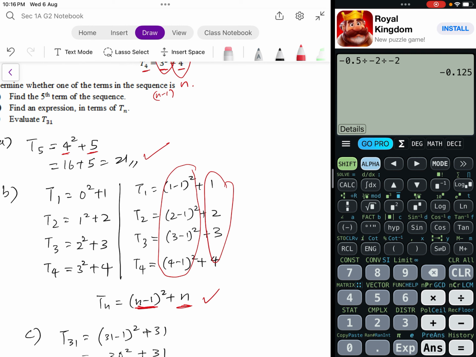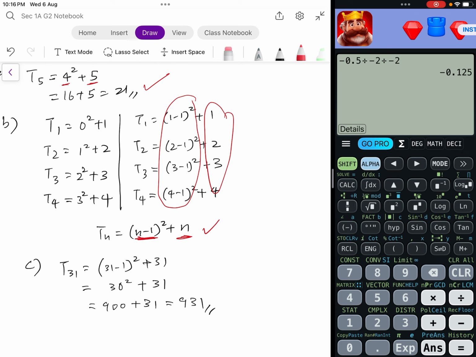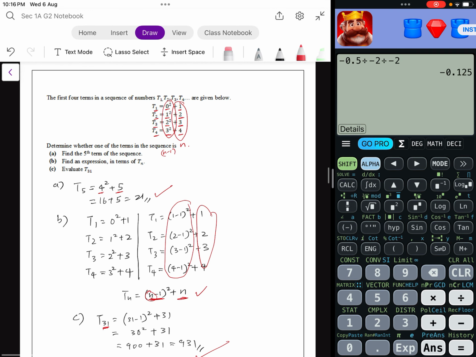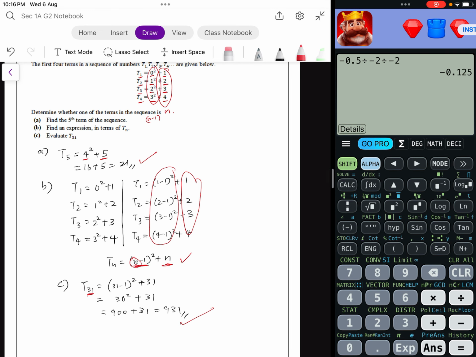Now that I have the general formula, they ask me to evaluate T31. I just sub n as 31. So 31 minus 1 squared plus 31, I will get 931. Okay, so let's move on to the next question.